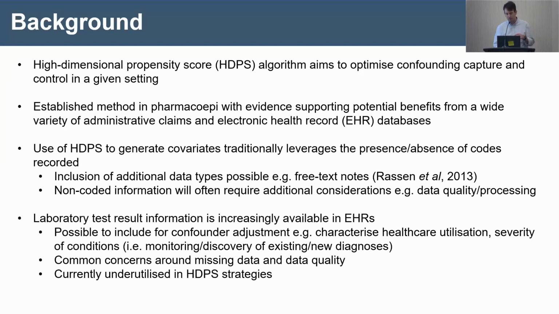So, for example, Rassin and colleagues have investigated the incorporation of free text notes within the HDPS. However, it's really important to consider that when we're using this sort of non-coded information, there are often going to be additional considerations around data quality and processing. One example that we have available in the UK electronic health record setting surrounds lab test result information. And whilst theoretically this is possible to include within semi-automated confounder adjustment approaches, there are common concerns around missing data and data quality, which has meant that these data are currently underutilized, I think, in HDPS strategies.